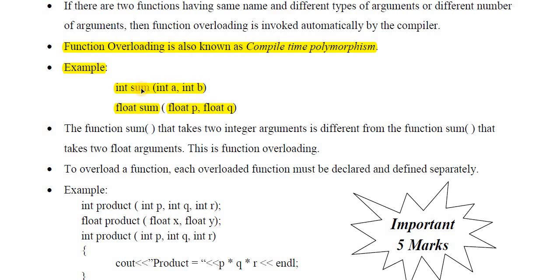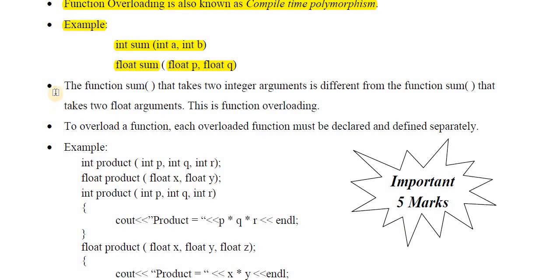So in the first example, the function name is sum, and there are two parameters a, b. Their data type is integer. In the second example, the function name is sum, and here two parameters are used, but their data type is float. So the function name is the same in both lines, but the data type is different. So they are overloaded functions. So this is called function overloading. To overload a function, there are two conditions: the function name should be the same, but the parameters should be different.